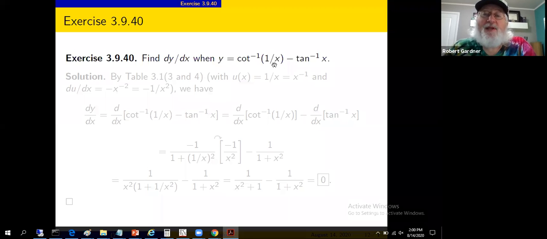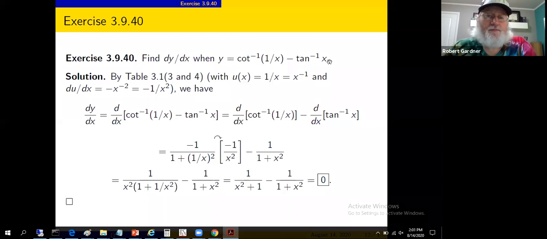Here we've got a composition, so we have to use the chain rule on this one. Here we know what the derivative of tangent inverse is. We proved it. So we get as derivatives the following. The derivative of the difference is a difference of the derivatives, so I can break it into small bite-sized pieces if you like. Derivative of cotangent inverse of something would be negative, because it's a cofunction, 1 over 1 plus that something squared. 1 over 1 plus something squared, that's the derivative of tangent inverse. We got a negative out front because it's cotangent inverse.